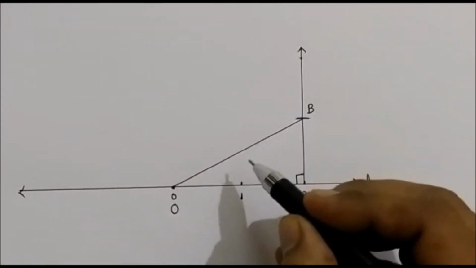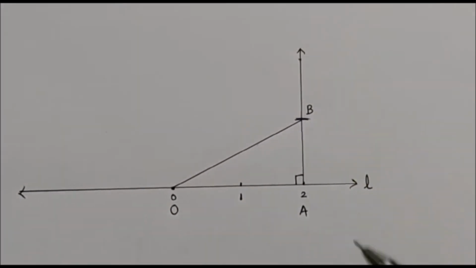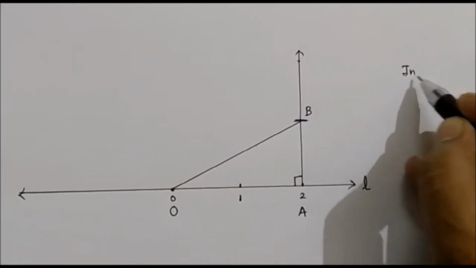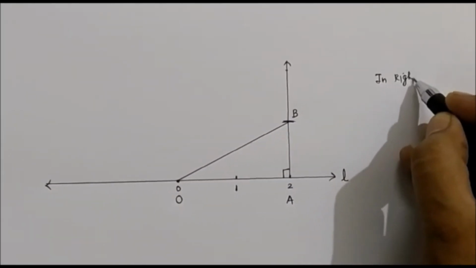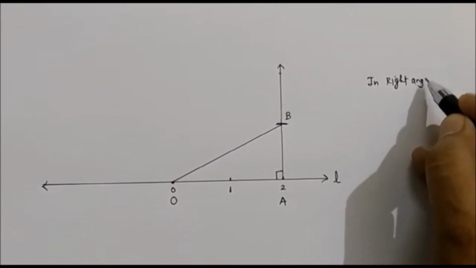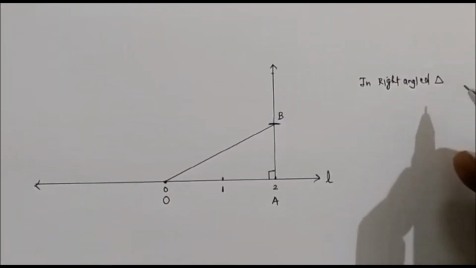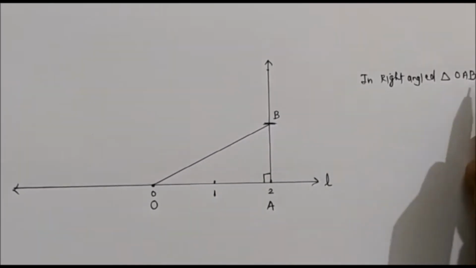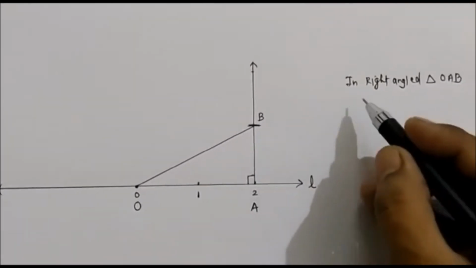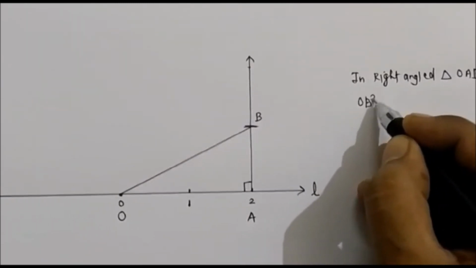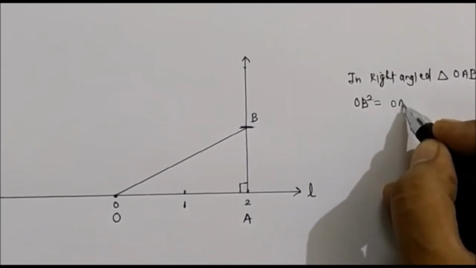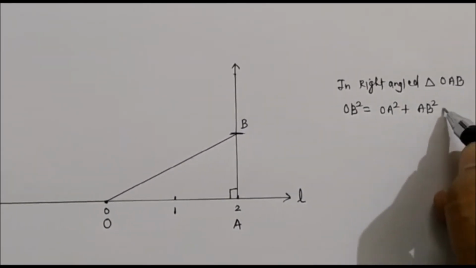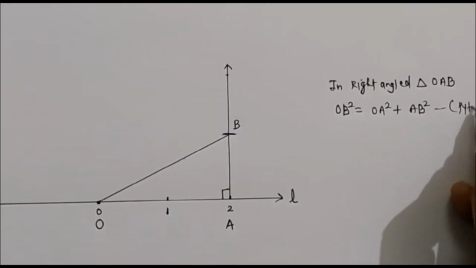And this OB, so this OB we will see now. In right angle triangle OAB, this OB is the hypotenuse, so OB square equal to OA square plus AB square by Pythagoras theorem.